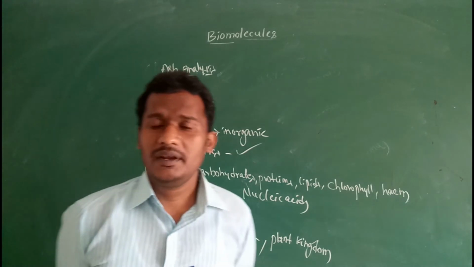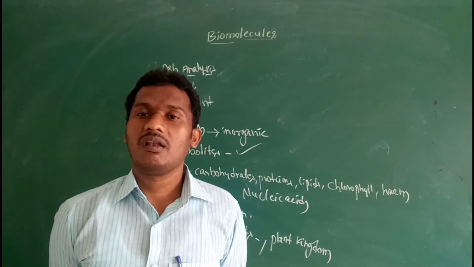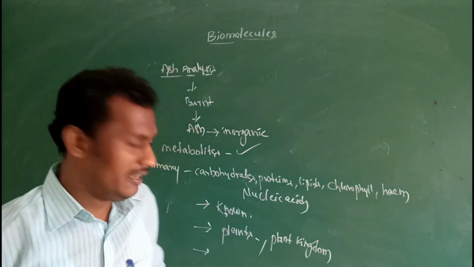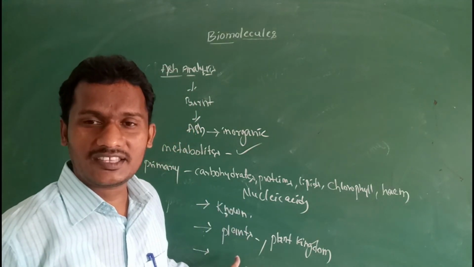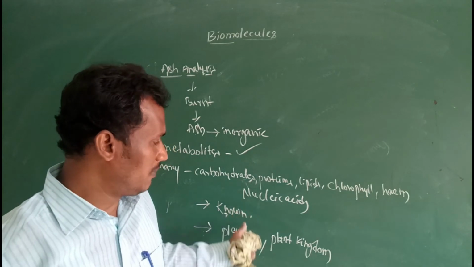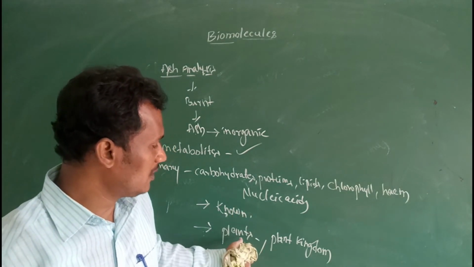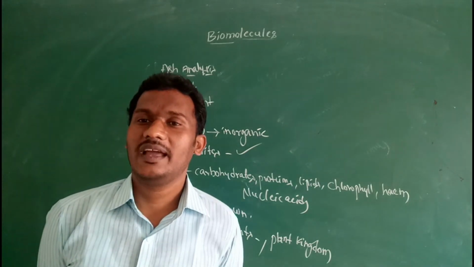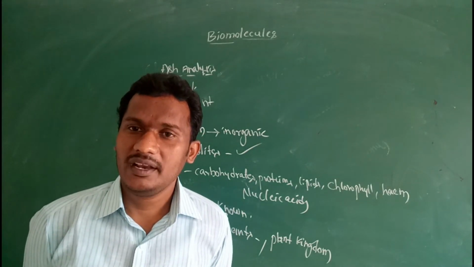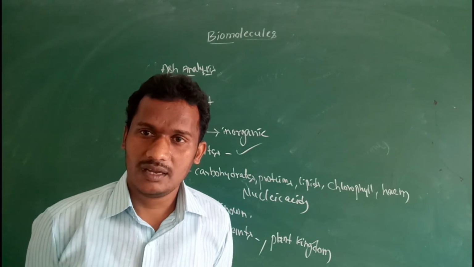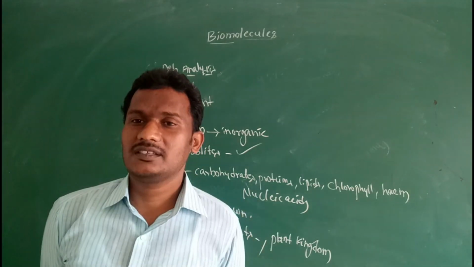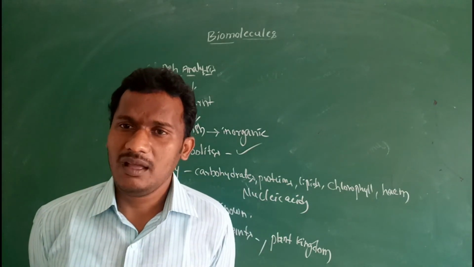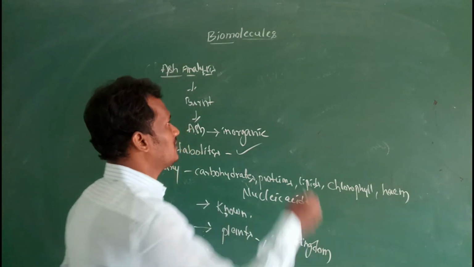Next, plants produce primary metabolites in larger quantities, so extraction is also very easy. The plant body or animal body produces a large quantity of these primary metabolites. Then these metabolites are stored in large quantities in all parts of the plant body. Next one, secondary metabolites.